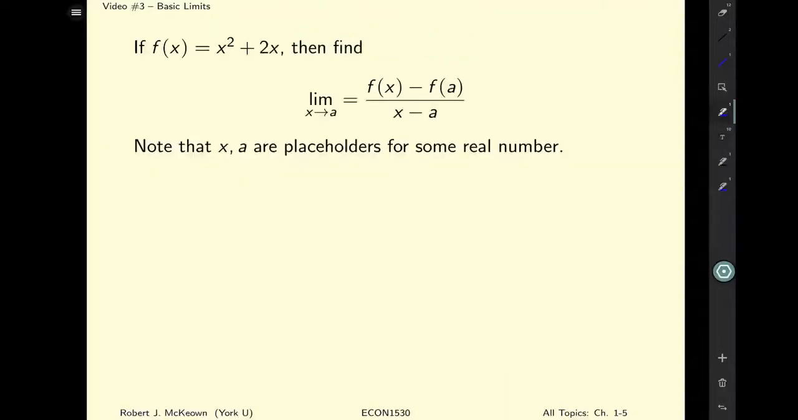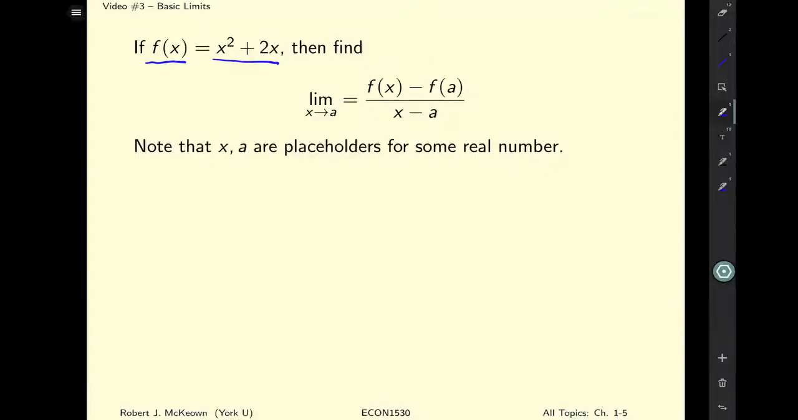Now, to end this video, why don't you try this problem? I'll help you get started a little bit and explain the problem to you. You've got a function here, f of x, and it's equal to x squared plus 2x. So x is kind of the placeholder here. Now, the question is asking you to find the limit of this thing here.